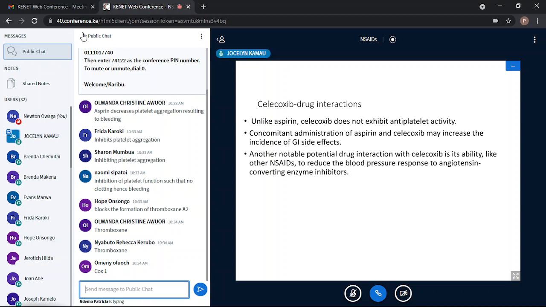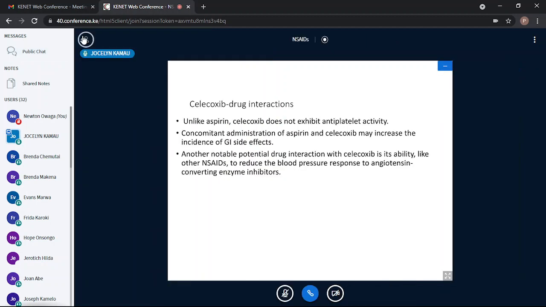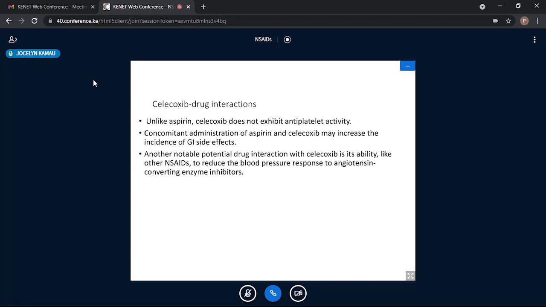COX-1, remember, is for formation of the prostaglandins. The COX-1 is the first enzyme you encounter for the conversion of arachidonic acid, for the cyclization and oxidation to give us the prostaglandin, which is a precursor, prostaglandin G2. Once you get the G2, remember, then the G2 is converted to the various compounds.